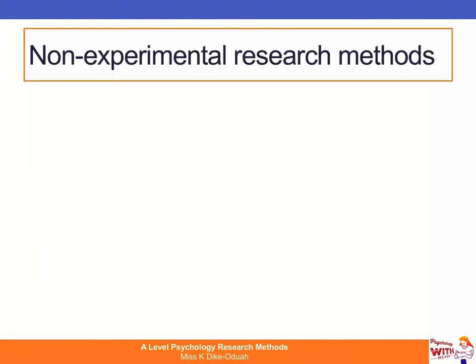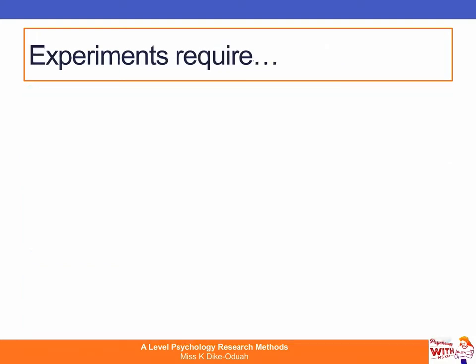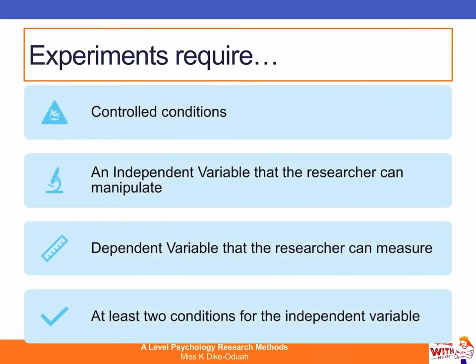In research methods, there are non-experimental research methods, and these include surveys, naturalistic observations, and case studies. They're non-experimental because they don't require you to have a comparison of two groups or a comparison of two conditions. Neither do they require you to strictly have an independent variable and a dependent variable. On the other hand, experiments do require you to have controlled conditions, and by controlled we mean that you are able to establish cause and effect.